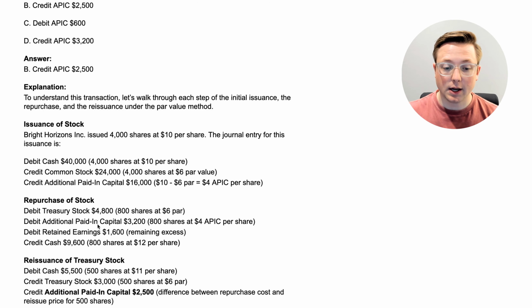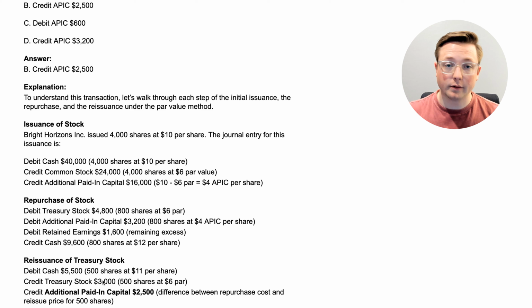And then finally, now we get to the thing that we have to figure out, but we had to do these ones first. We go to the reissuance of the treasury stock. When you reissue treasury stock using the par value method, you debit cash for the amount that it was reissued for. So the shares were issued at $11 per share. So we do still debit cash normally like that. So that's $5,500 because 500 shares at $11 per share is $5,500. We credit treasury stock still at the par value.